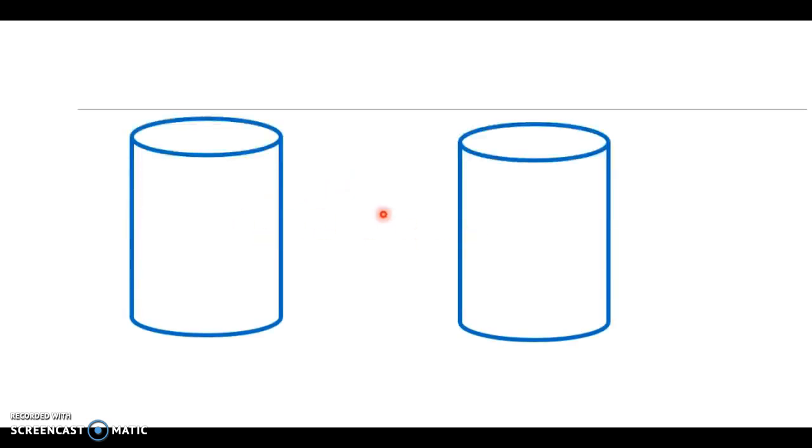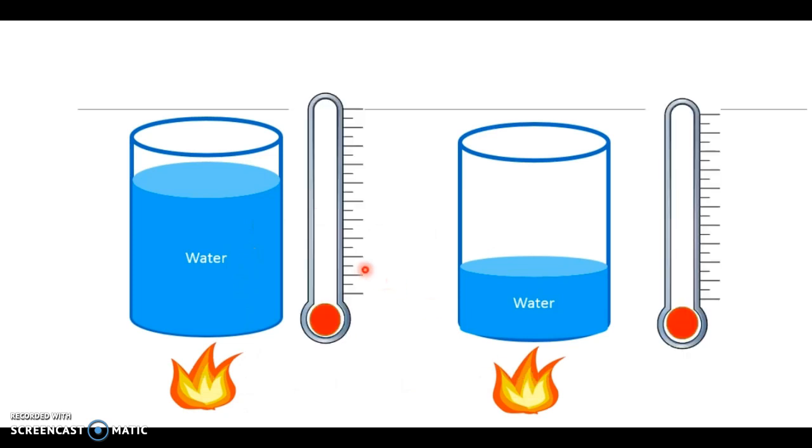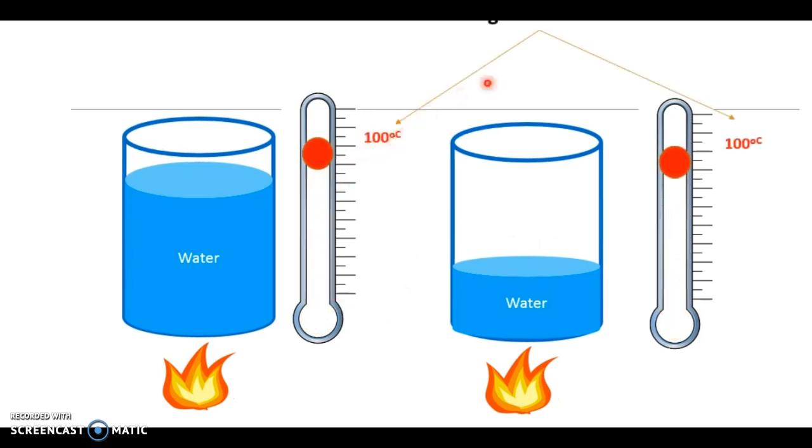Let's take an example. You have two beakers. We add two different volumes of water, and then you heat the water in both of the beakers to raise its temperature. Use a thermometer to measure how much the temperature will rise and at what temperature water starts to boil. You will see that water in both cases boils at 100 degrees Celsius.